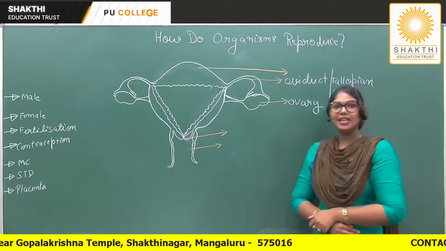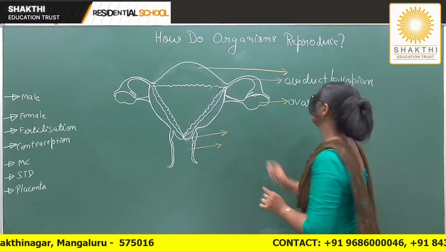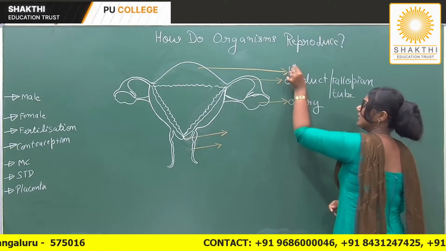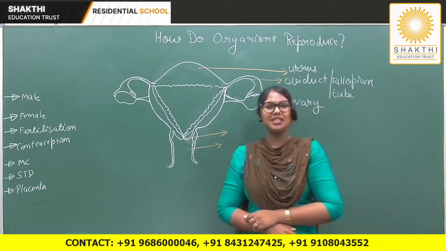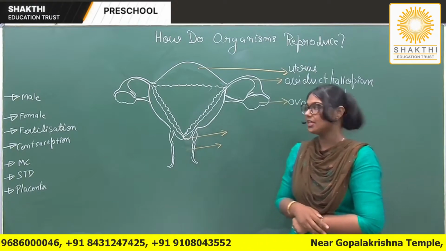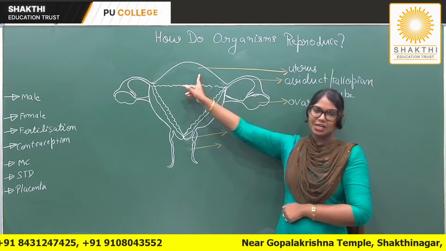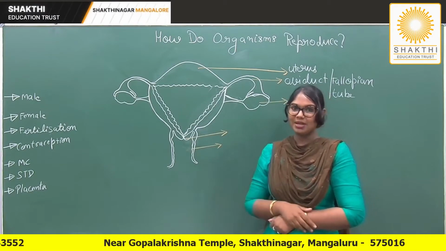Coming to the next part of the reproductive system, the uterus. So the uterus is the place where the fetal development takes place. For the 9 months after the mother has conceived, the baby develops in the uterus of the mother. It is also known as the womb of the mother.